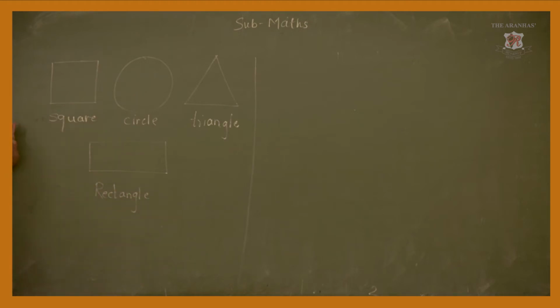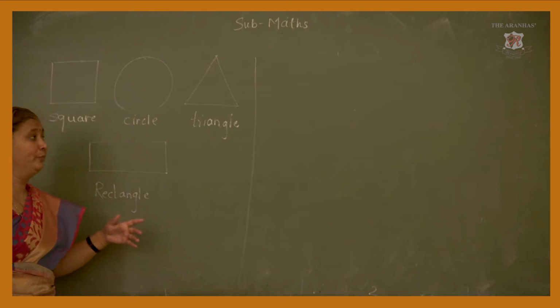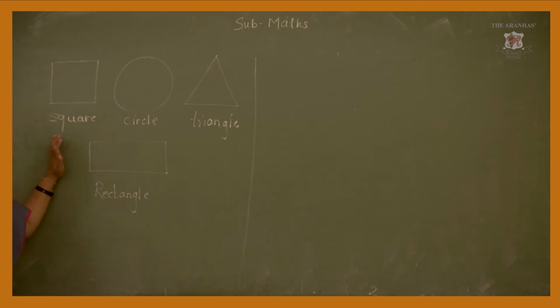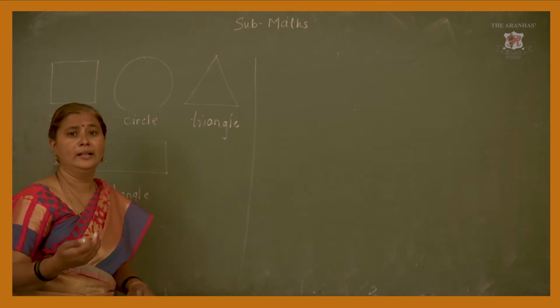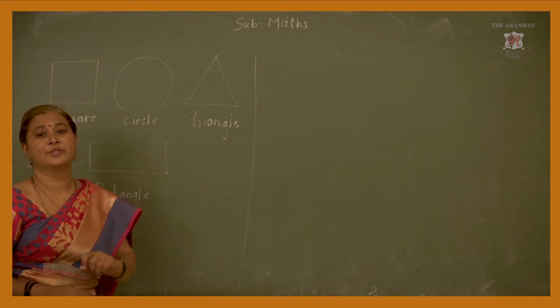You are very well known about these shapes: square, circle, triangle, rectangle. But the study of these shapes and the properties of the shapes is called geometry. And to know geometry very well, we have to learn today the basic concepts of geometry.